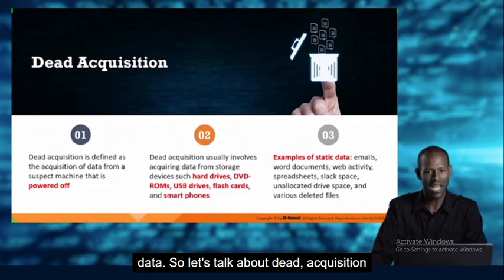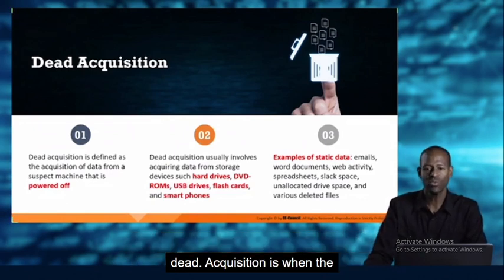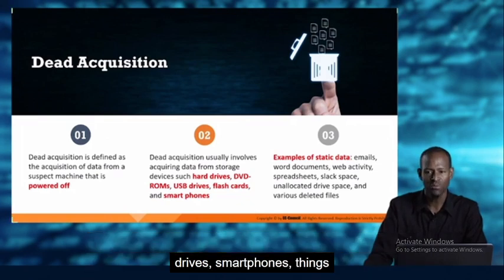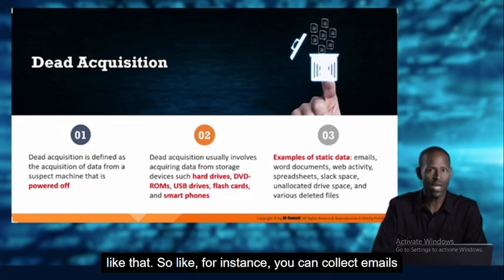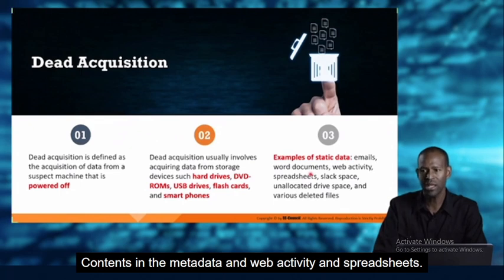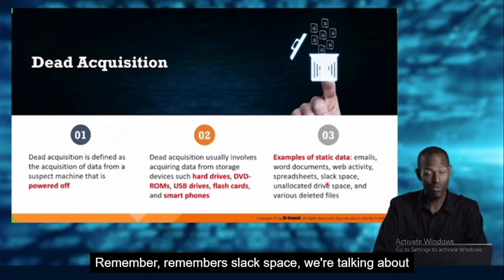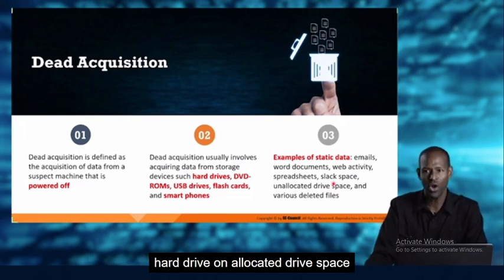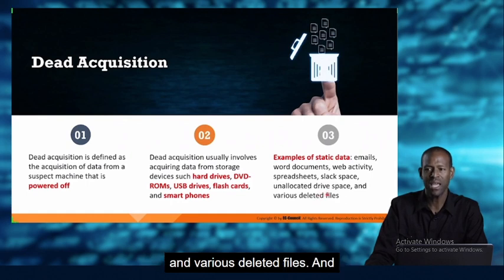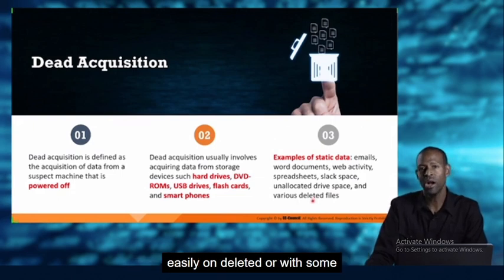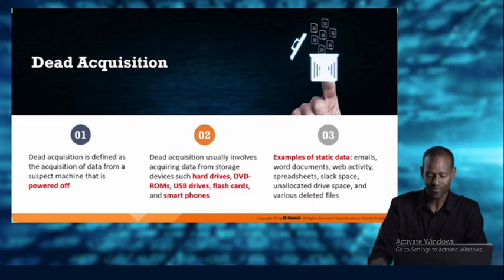So let's talk about dead acquisition. Dead acquisition is when the system is powered off. So we get it from DVD drives, flash drives, smartphones, things like that. So for instance, you can collect emails and examine the email headers and Word documents and the contents and the metadata and web activity and spreadsheets. Remember slack space? We were talking about how data can be hidden in slack space on a hard drive, unallocated drive space, and various deleted files. And a lot of deleted files can actually be very easily undeleted or, with some effort, undeleted.